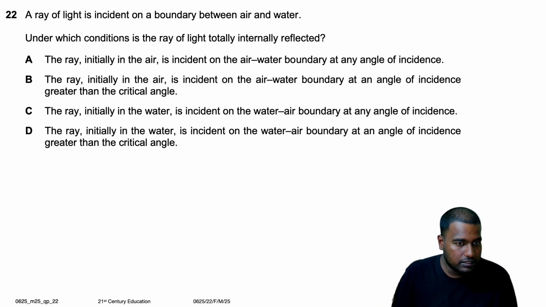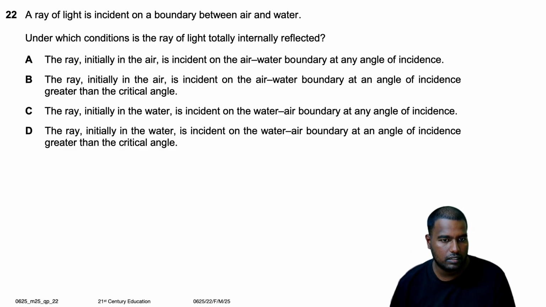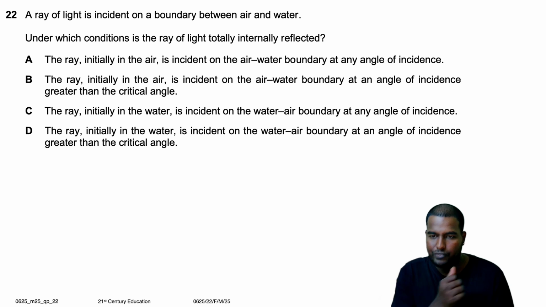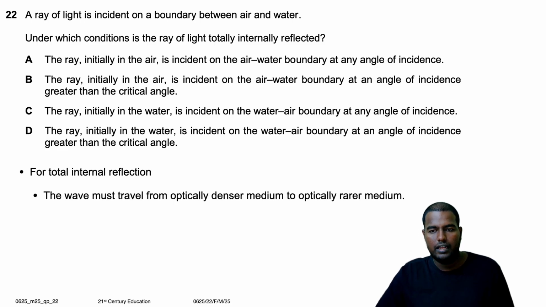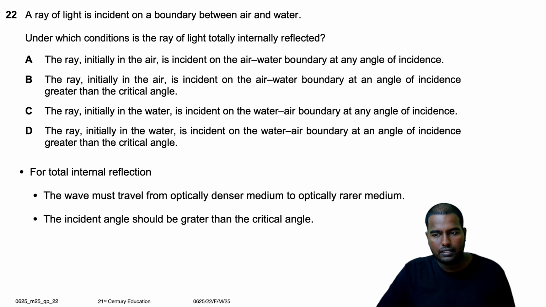A ray of light is incident on a boundary between air and water. Under which conditions is the ray of light totally internally reflected? Okay. For total internal reflection, two conditions. First, the wave must travel from a denser medium to a rarer medium. Then the incident angle should be greater than the critical angle.